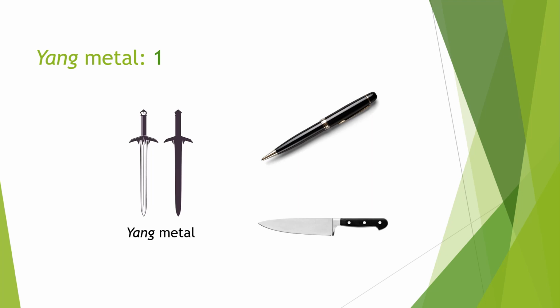If we look at the yin and yang metal separately, the yang metal could be thought of as sharper, larger, and in some cases less refined metal objects. Now, if we look at the number 1 and use a little bit of our imagination, we could see that it represents a pen or a knife or just being first in general.